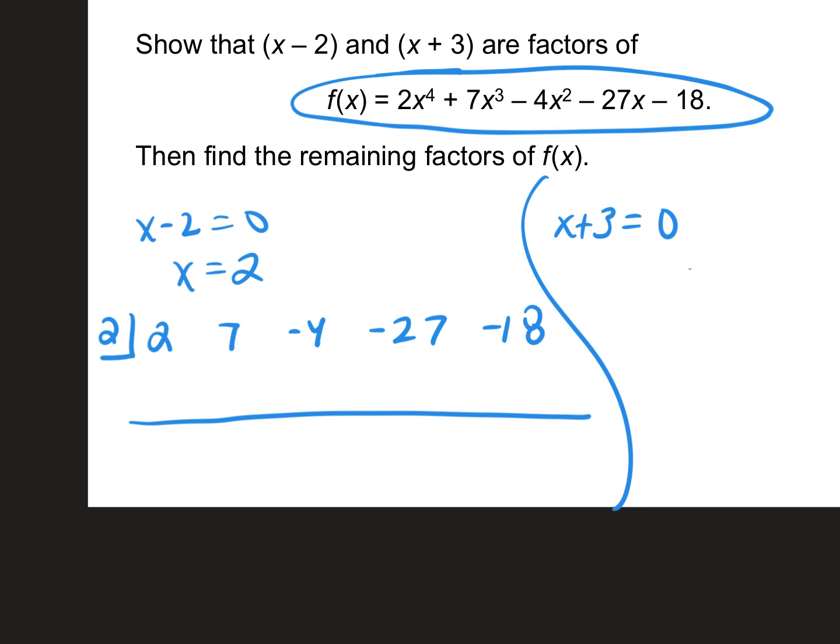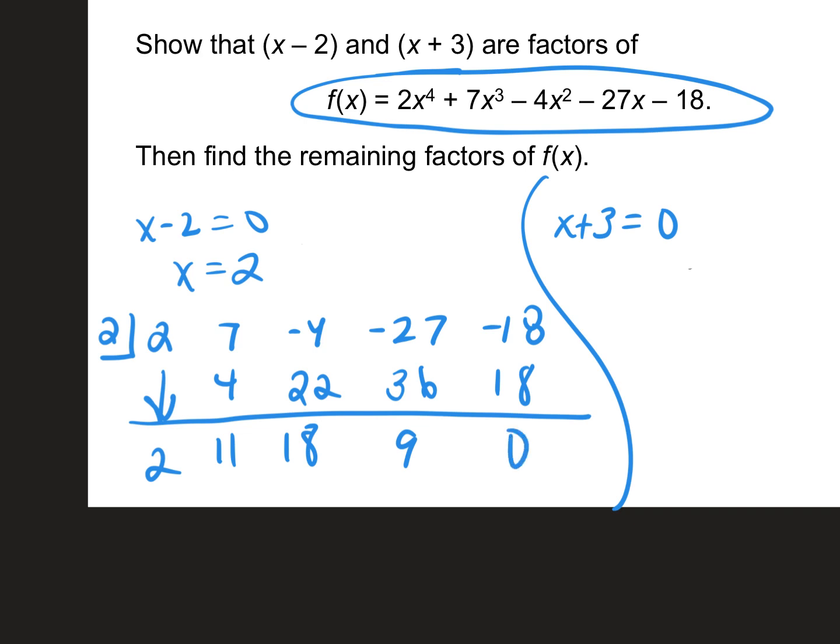Everything's accounted for. So we bring down our first factor, and we multiply to the corner. 2 times 2 is 4, and then we add down. 7 plus 4 is 11. 11 times 2 is 22, and then add down. What's negative 4 and 22? 18, good. 18 times 2 is 36. Then we add down. What's negative 27 and 36? 9. All right. 9 times 2 is 18. And negative 18 and positive 18.